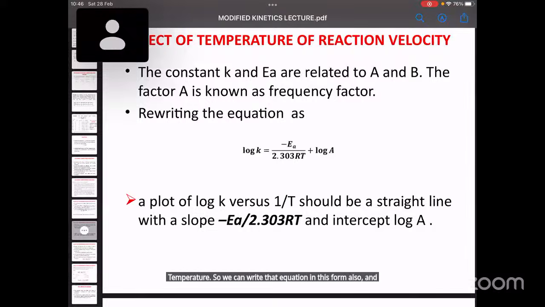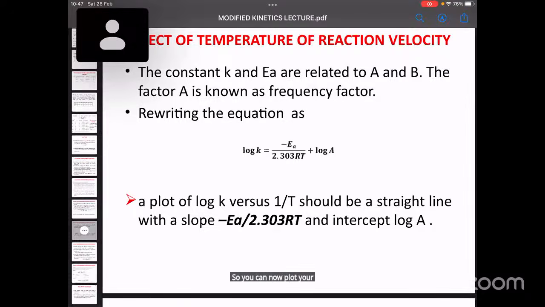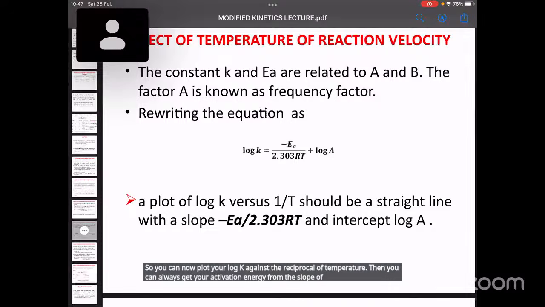That means that if you have your rate constant for a reaction at different temperatures, you can determine the activation energy of that reaction by plotting your log k against, remember, at different temperatures you'll have different rate constants, because rate constant changes with temperature. So you can plot your log k against the reciprocal of temperature. Then you can always get your activation energy from the slope of that graph, which is what you have here.